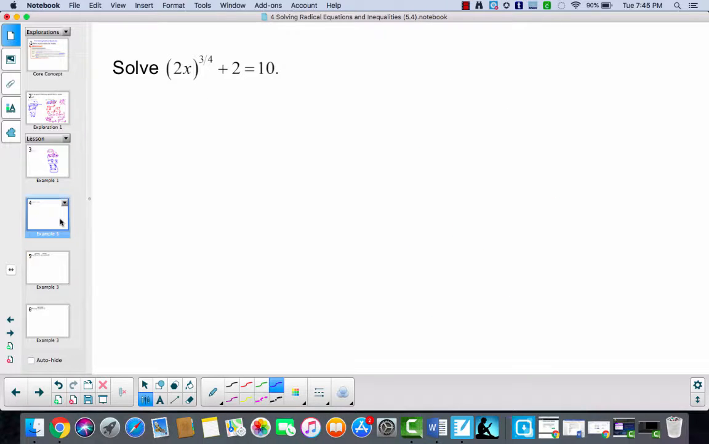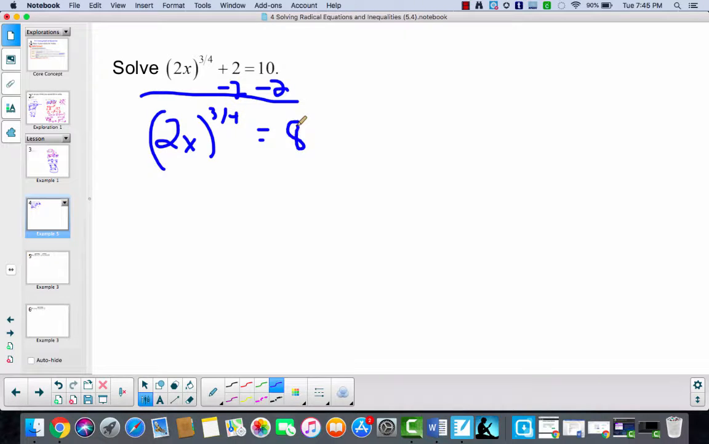We can also look at these with fractional exponents. It's the same concept, we just have to be a little careful here. Again, is this fractional exponent by itself? No, it's not, so I need to subtract 2 from both sides. When I do that, I get 2x to the 3/4 power is equal to 8.